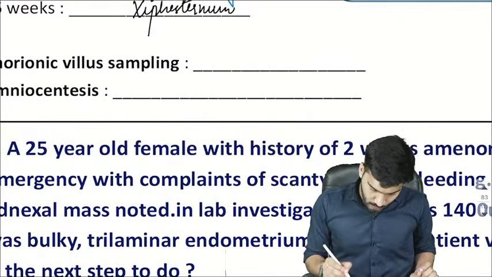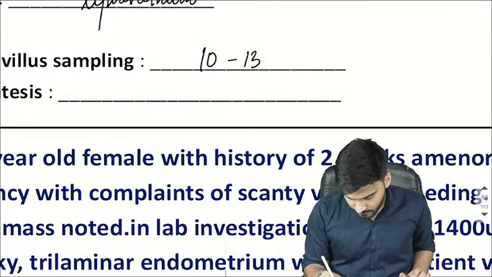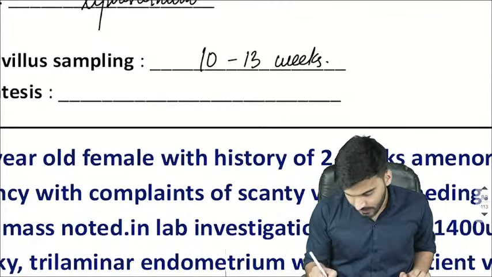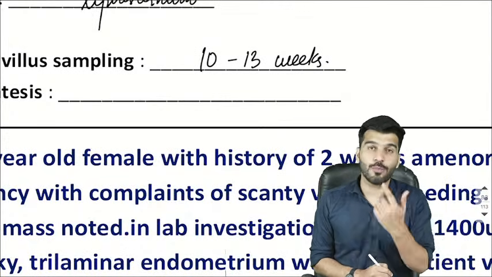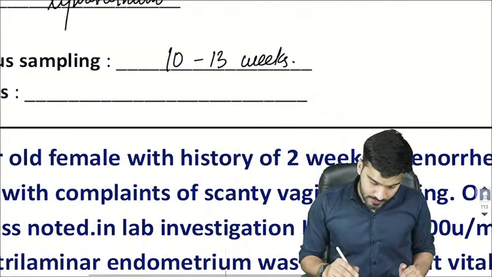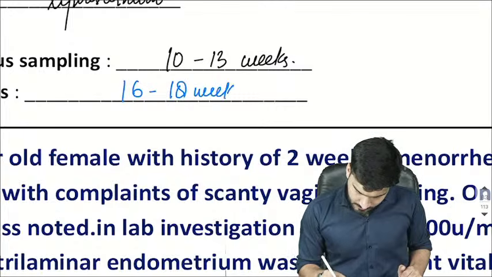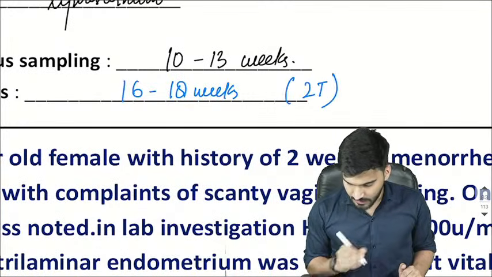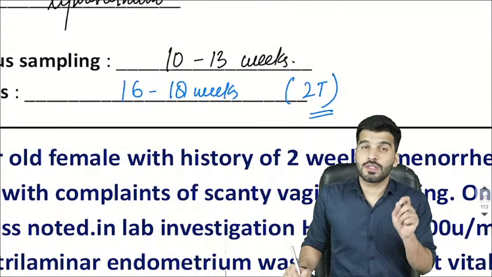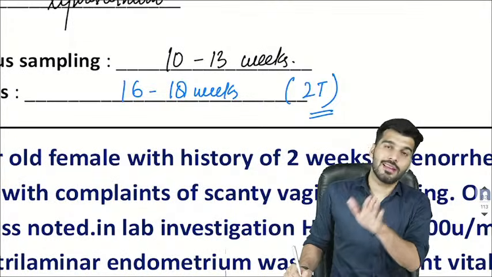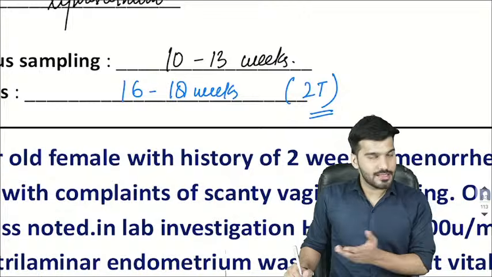Now, followed by that, chorionic villus sampling. When exactly we do this? CVS is done around 10 to 13 weeks. If you do less than 10 weeks, it can lead to fetal loss, 1% chance, and oromandibular defects. And amniocentesis is done around 16 to 18 weeks, second trimester, right?